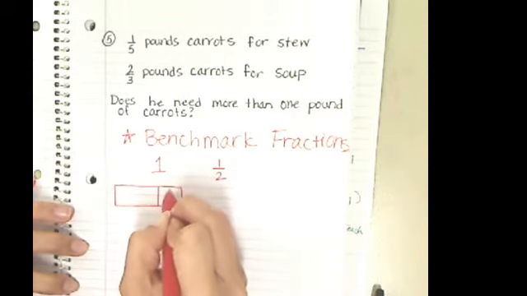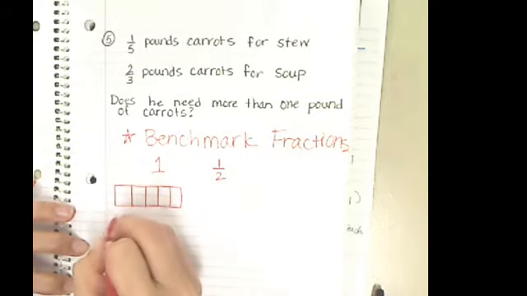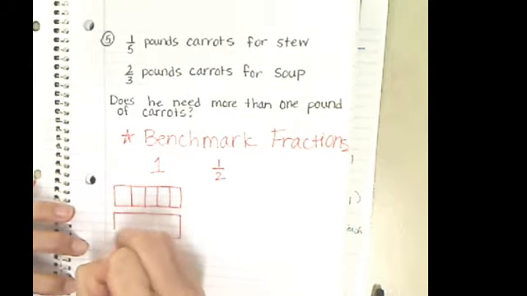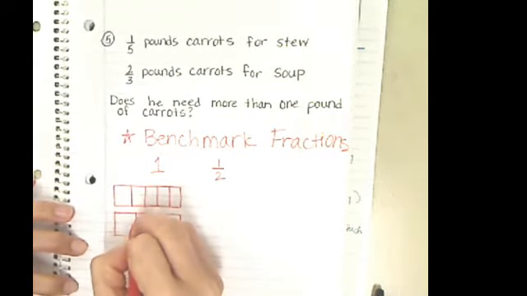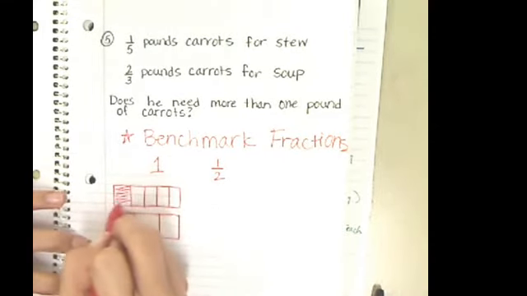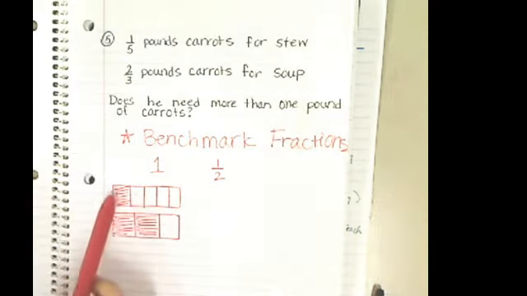So the first one, 5ths. And the next one, 2/3. Okay? So 1/5, 2/3. This is the total amount of carrots that Clayton is going to need to make both recipes. Okay? So let's look at this.